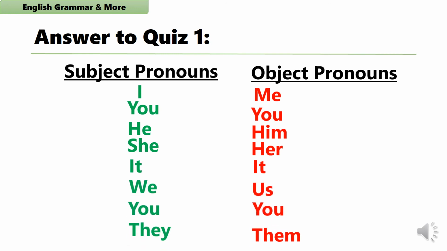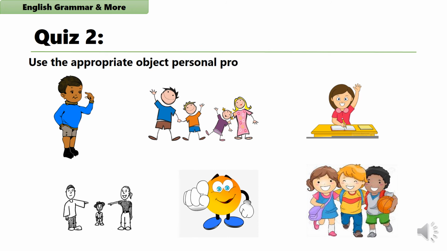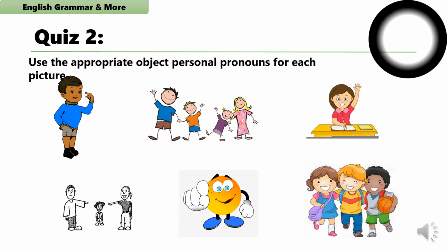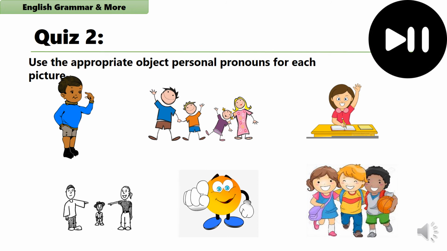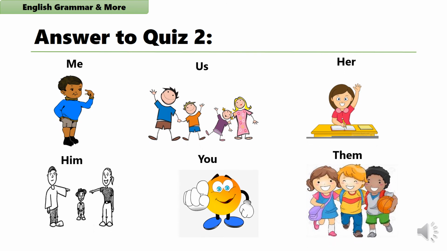You, you. They, them. For quiz 2, I would like you to look at the pictures given on the screen and use the appropriate object personal pronouns for each picture. And you can also use them in simple sentences. At this point, you can pause this video to think of the correct answer, complete the task, and once you're ready, you can come back to this video to see the correct answers in the next slide. Here are the correct answers for you to cross-check.